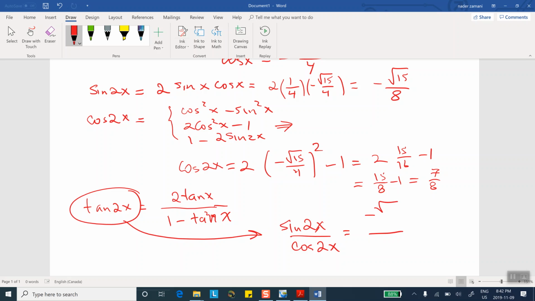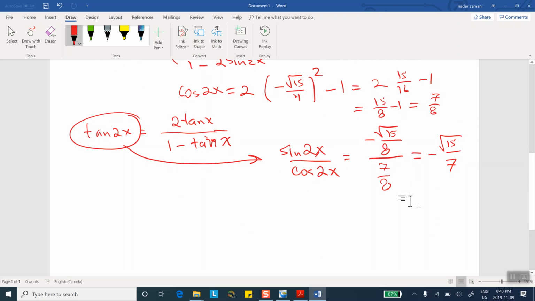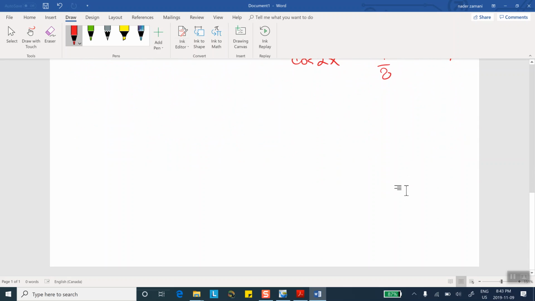This is minus root of 15 over 8. It's right here. And cosine, we just did it right there. So it's 7 over 8. And unless I made an algebra error there, this is minus root of 15 over 7. Okay? So that takes care of this problem. Now let's go to the next one.